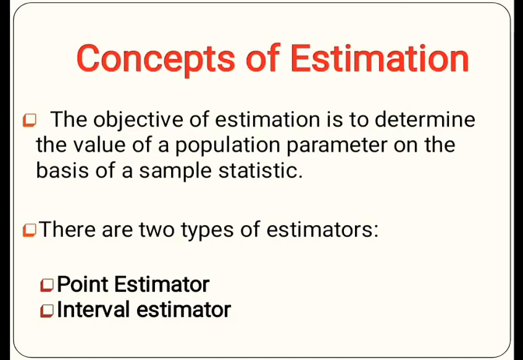The objective of estimation is to determine the value of the population parameter on the basis of sample statistic. We have previously said that the basic objective of taking a sample is to estimate the population parameter on the basis of the sample statistic. There are two types of estimator. The one is the point estimator, where we estimated the coefficient value through ordinary least square, and the other is the interval estimator that we will study today.